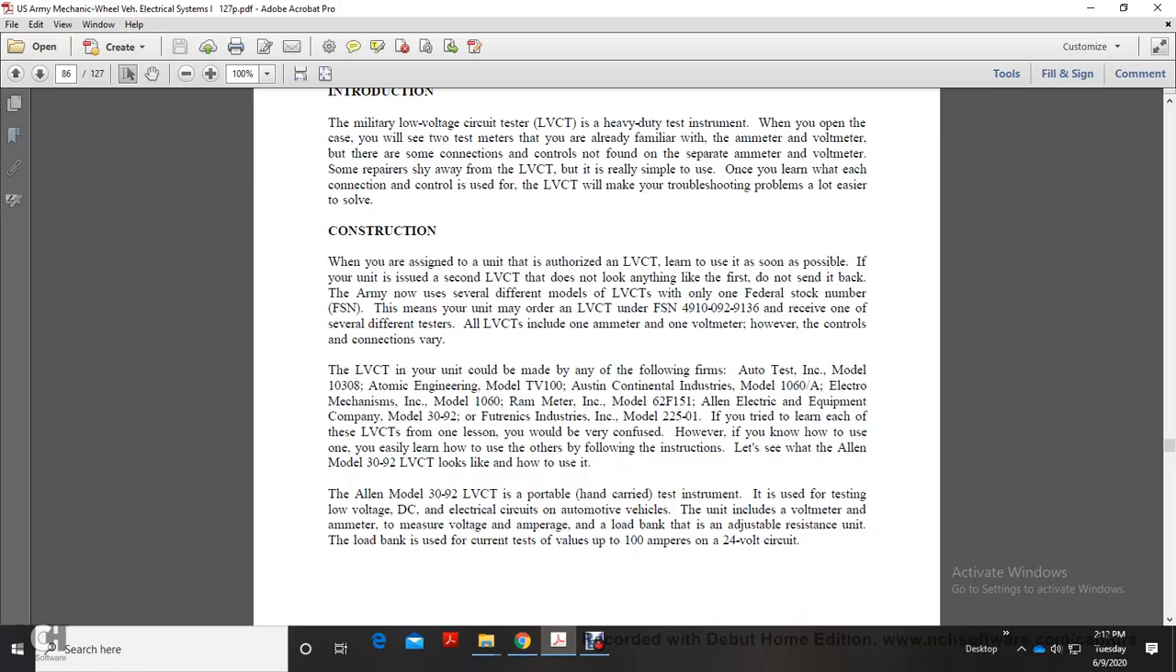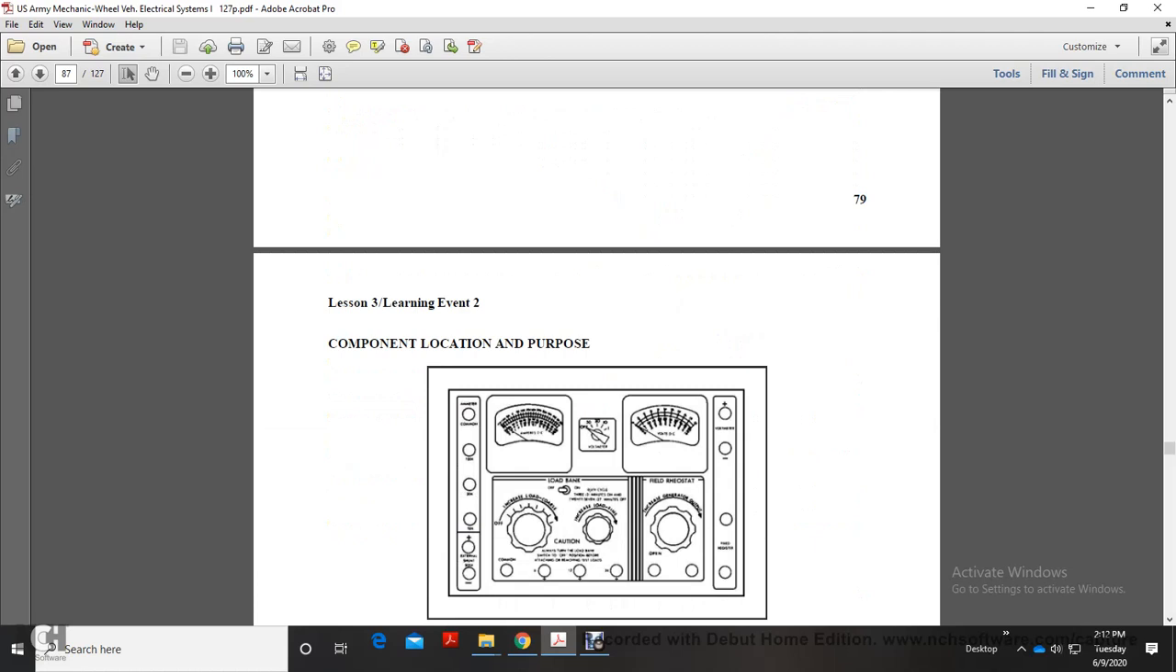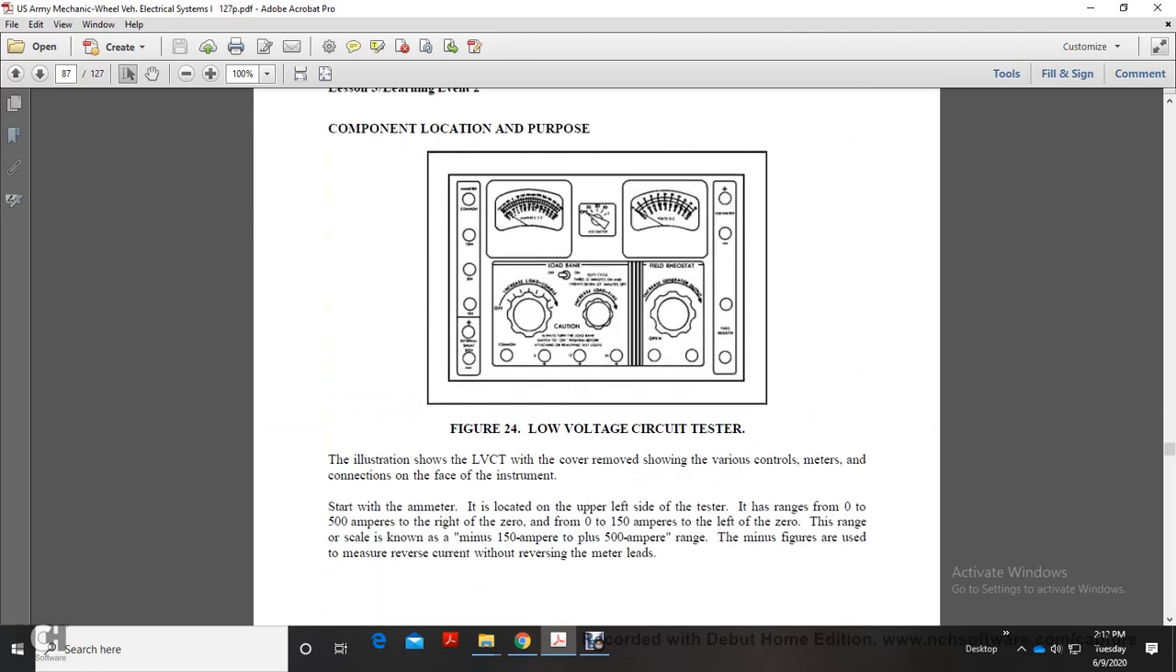The Allen Model 3092 low voltage circuit tester is a portable hand carry testing instrument used for testing low voltage DC electrical circuits on automobile vehicles. It includes the voltmeter, ammeter with the measuring leads, load bank, and adjustable resistor units. The load bank is used for current tests of values up to 100 amperes on a 12 volt or 24 volt circuit. Component location and purpose.